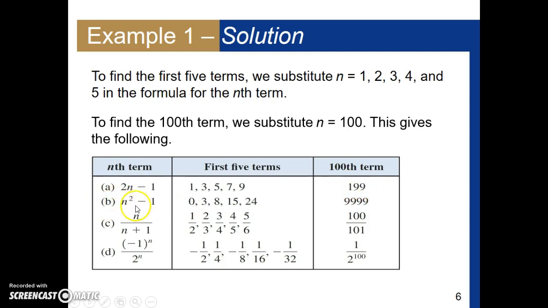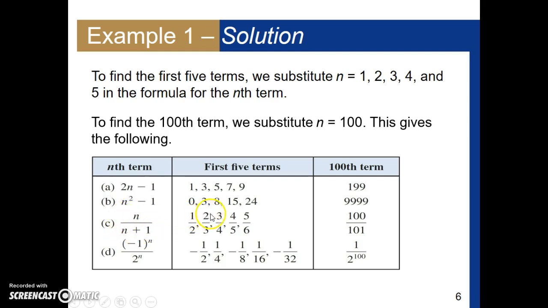And you can see n squared minus 1, where n equals 1. 1 squared is 1, minus 1, so the first term is 0. If n equals 2, which is the next integer value that we're going to plug into these sequences, 2 squared is 4, 4 minus 1 is 3. Fractions are a little bit more tricky.